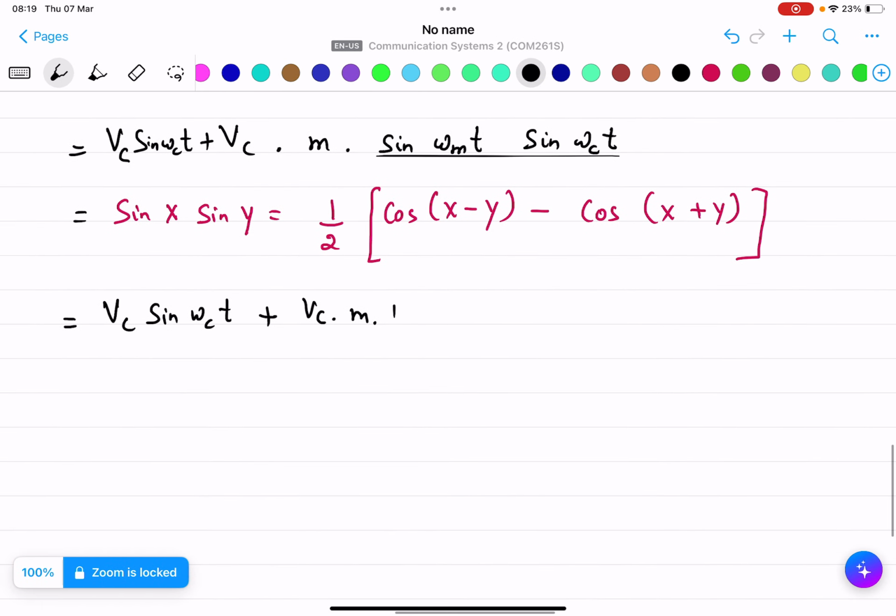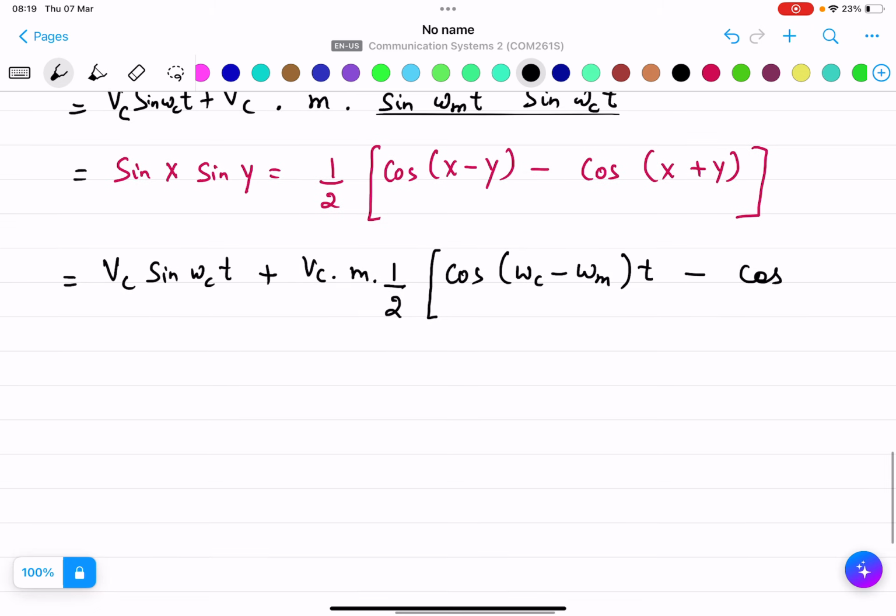So I can write here half cos (x minus y). So I am writing omega c minus omega m, because omega c is greater than omega m, right? T minus cos omega c plus omega m t. Okay, so I have just used this formula on this one. So can I just expand the formula?